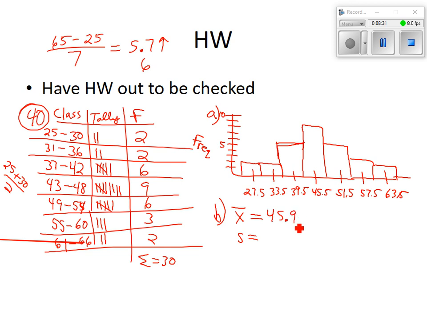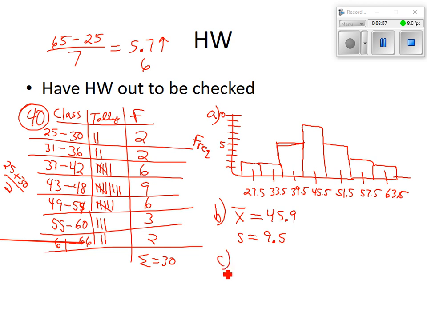45.86, 45.9 we'll say. And what's the S sub X? 9.46. About 9.5. Does it look like the mean should be somewhere around 45.9? Does it look like that would be sort of in the middle of the data? Yeah.